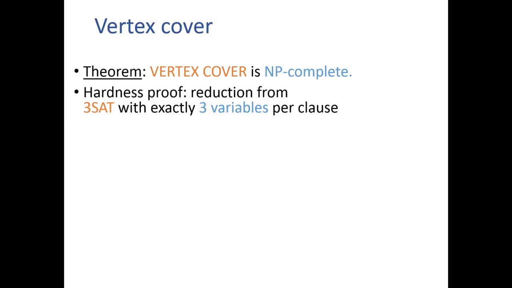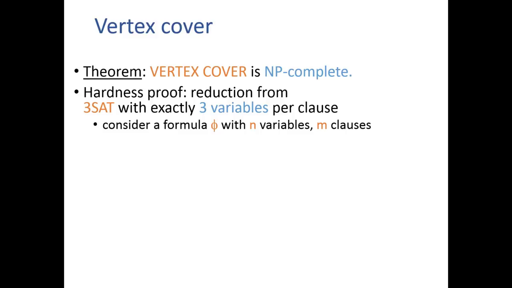And we're going to reduce from 3-SAT with exactly 3 variables per clause. Right, so I'm cheating you slightly because I didn't show that this specific version of 3-SAT is NP-hard. I waved my hands around it. But this is something that is known, something you can find in the literature. This is a known NP-hard problem.